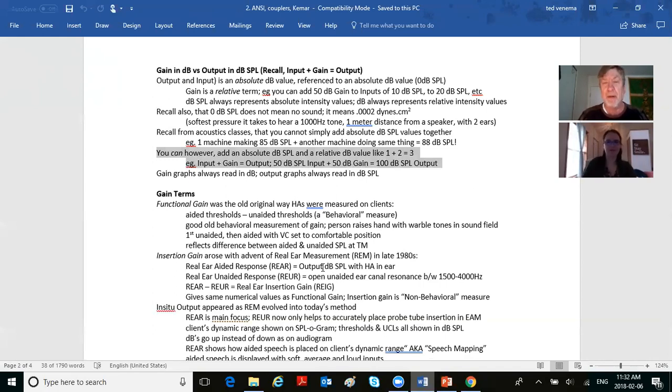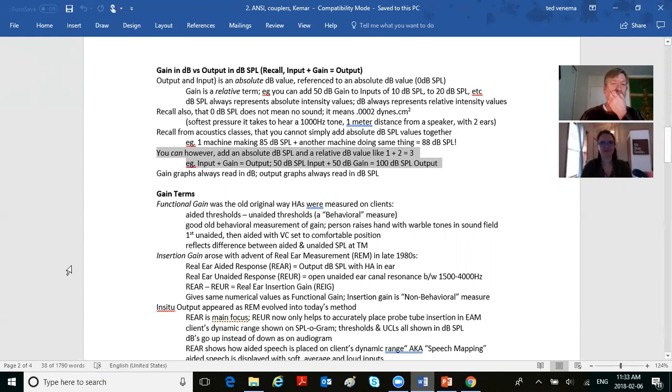Okay, this one's going to bite you in the rear end again and again, and when students run into difficulty, I often have them home back in on input plus gain is output. It is all about that. Input is the sound coming into your hearing aid microphone. Gain is what your hearing aid is giving to that, and output is the sum total. And thank goodness in our field, you can add them up like 50 dB SPL input plus 50 dB of gain is 100 dB SPL output. Plain and simple, like 1 plus 2 is 3.